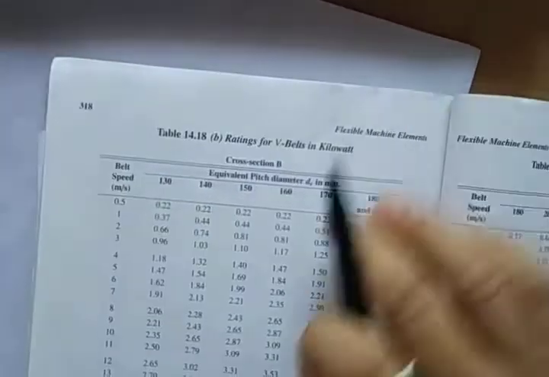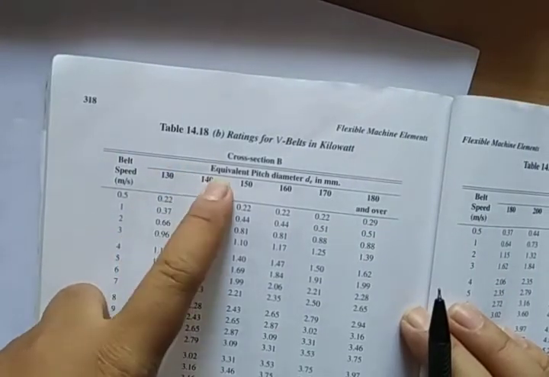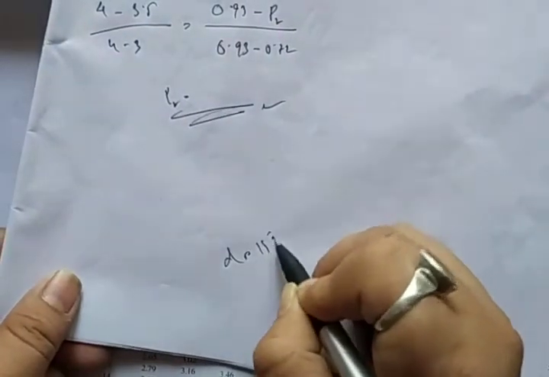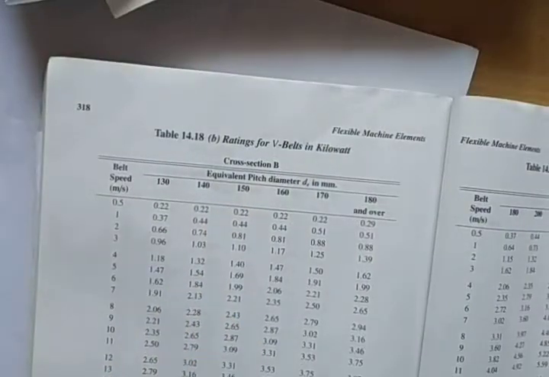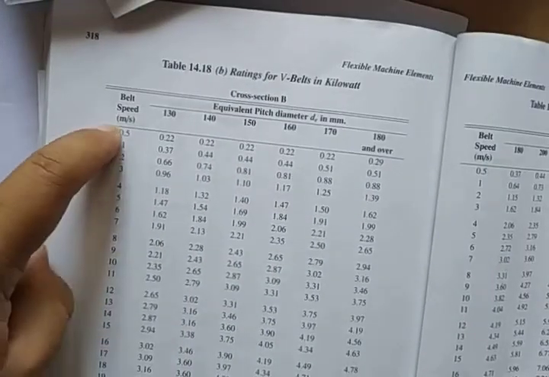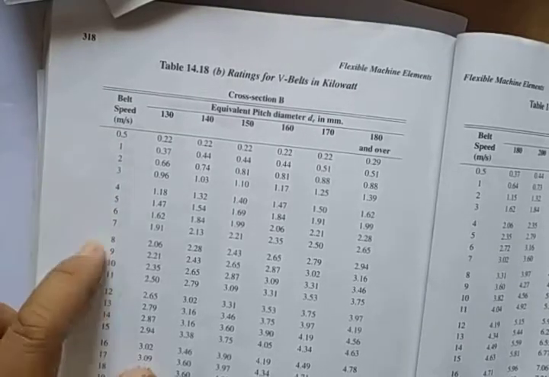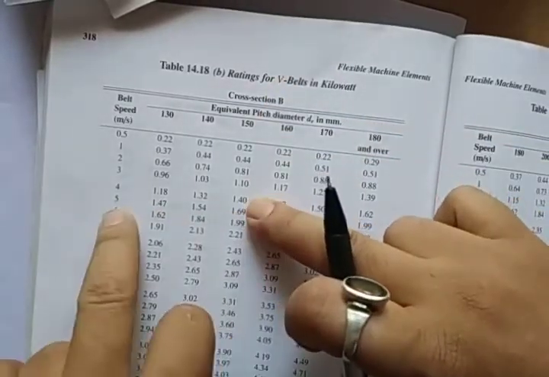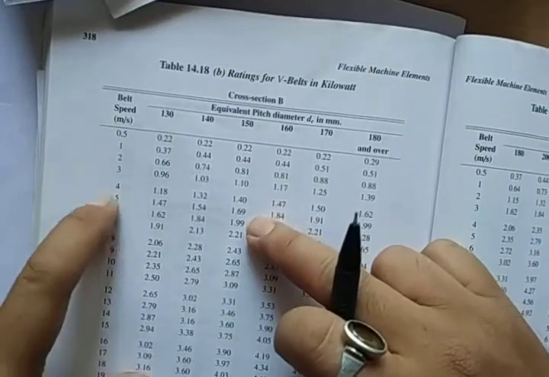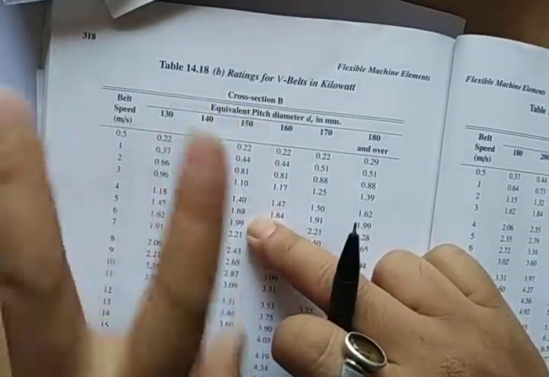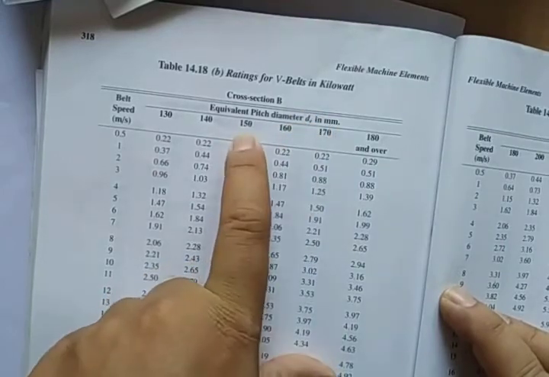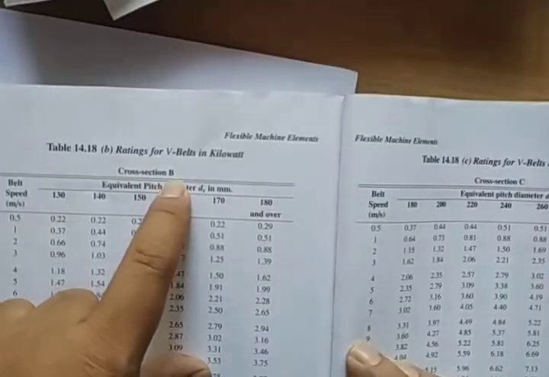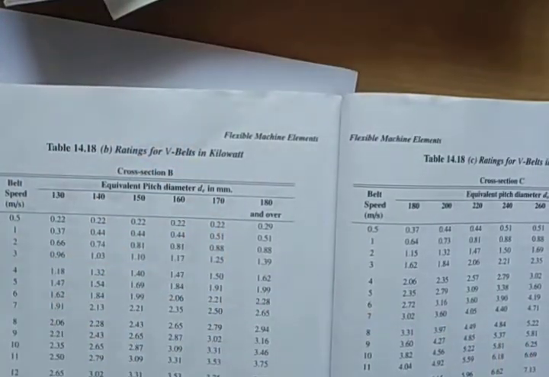For B cross section, you see it starts from 130 mm, then 140 mm, going to 180 and over. If your diameter is, let's say, 150 mm, your corresponding column will be 150, and you follow the same process to find the belt speed, the linear velocity. Once you get the value, if you get exactly 5, you can find it directly here, 1.69 for 150. If you don't, interpolate between the values. You need two pieces of information: first the diameter, which will be given or which you have to find, and the belt velocity, which you have to find. And the cross section is always important, whether it is A, B, C or D. Thank you very much.